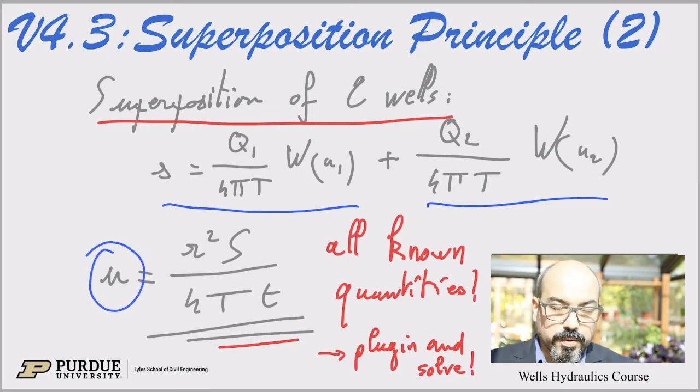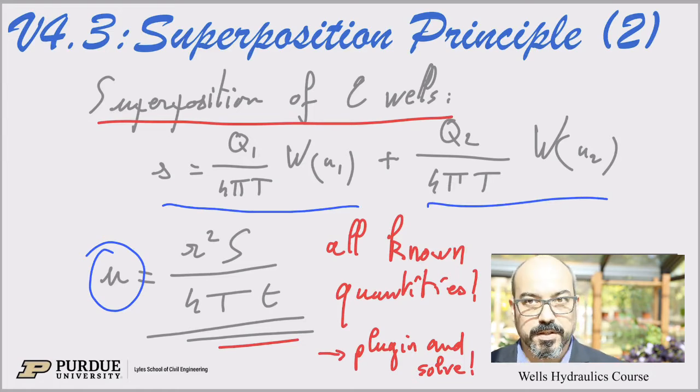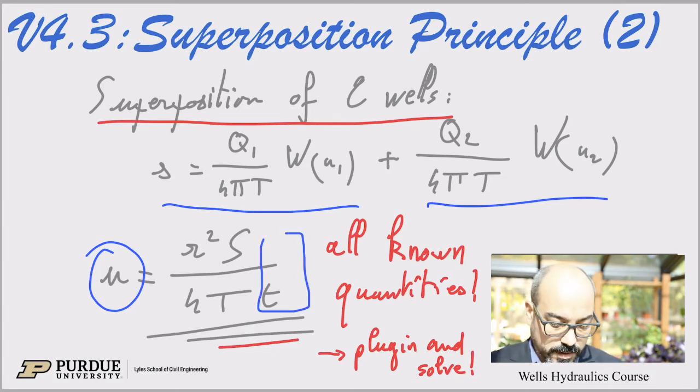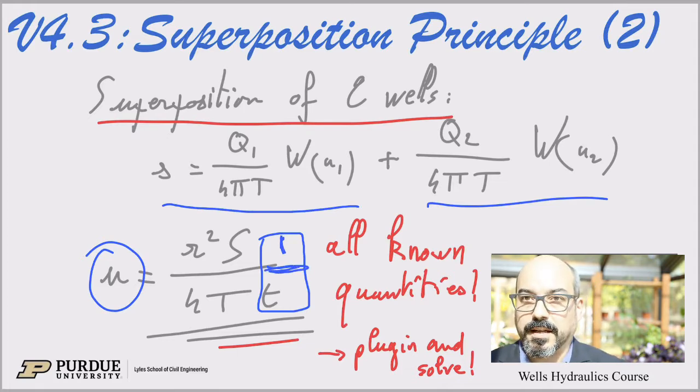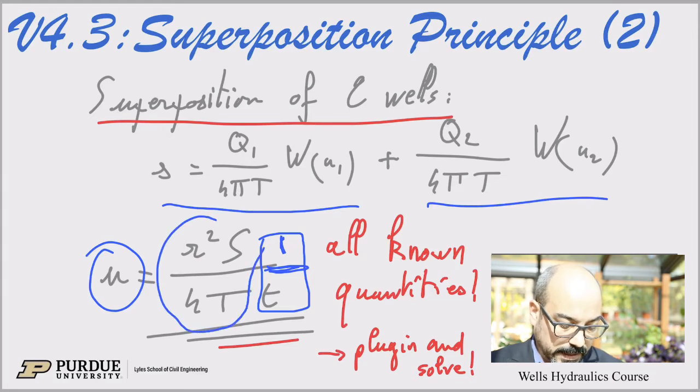Now, u we already know from our previous lectures: u equals r squared S divided by 4t. Remember that u is essentially 1 over time. So 1 over u, the x-axis of the well function, is time. So u is 1 over time, which is really important too. It's a modified time, modified by some known quantities.